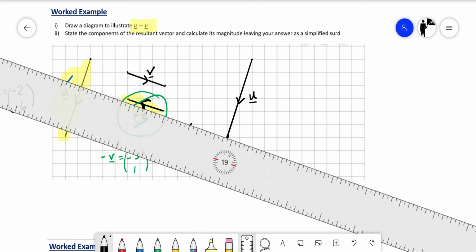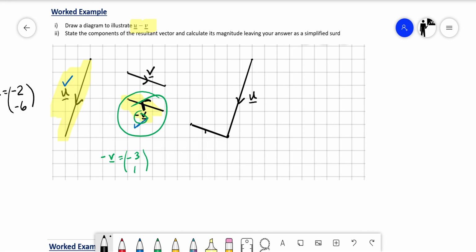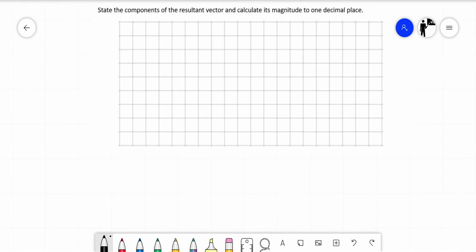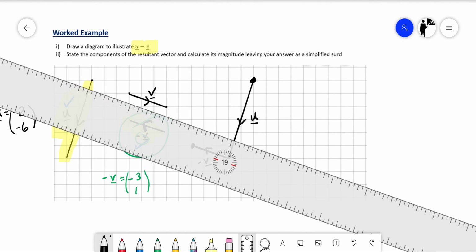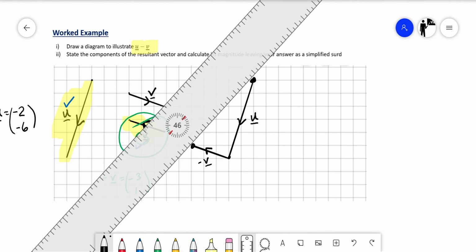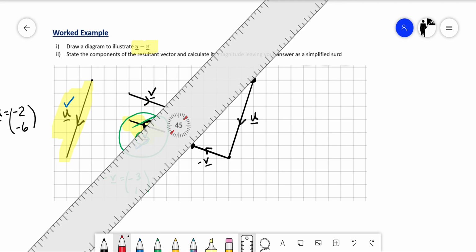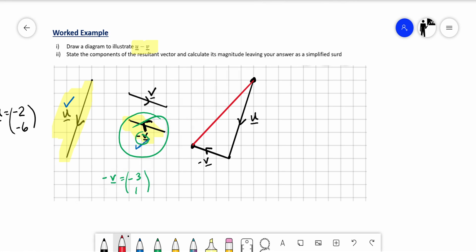To move this, there we go. And this here is the vector minus v. So my journey has started here, and it has finished here. So hopefully you can see the vector u minus v is this line in red here. We've gone in this direction, and that is u minus v. Okay, so that's us done part A, where we've drawn the diagram to illustrate u minus v. U minus v is this red vector here.